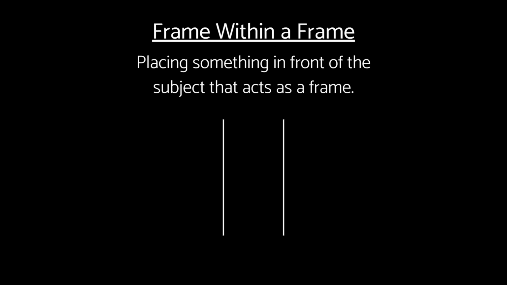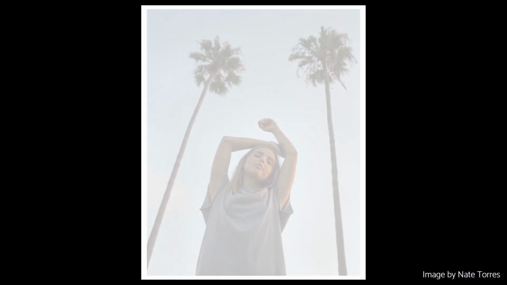By placing a frame in front of the subject, you'll be creating a frame within a frame because the image you capture from the camera lens is already one frame. For example, let's say you have a subject standing between 2 trees. The 2 trees will be one frame, and the image itself will be the other frame, creating a frame within a frame. You can see this example with a portrait I took of a friend.